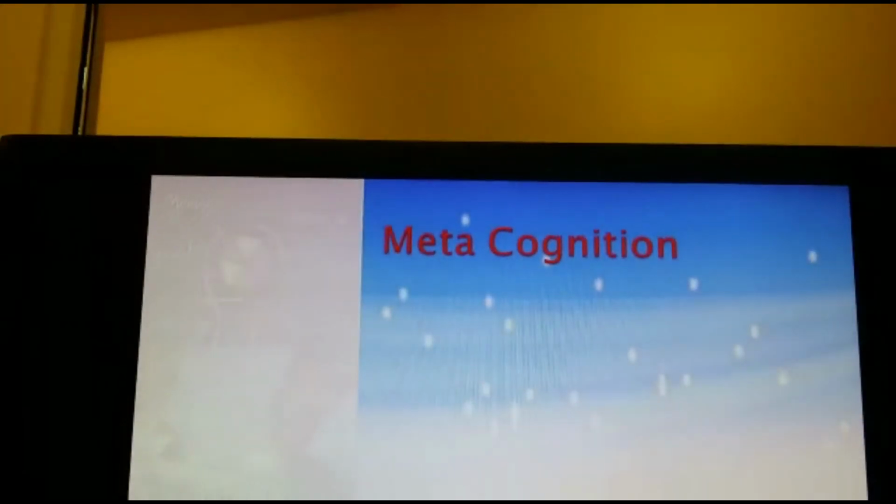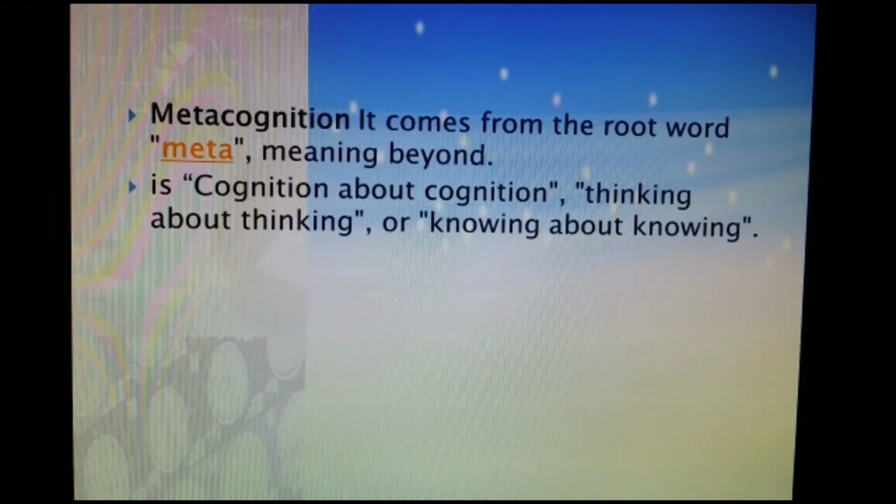Now we have another term, which is metacognition. What does metacognition mean? If we say cognition is thinking and learning, then what is metacognition? Metacognition is something which exceeds, which is beyond, which is superior to cognition. Metacognition comes from the root word meta, meaning beyond, and cognition: so it is about cognition, thinking about thinking, or knowing about knowing. So again, metacognition is superior to and beyond cognition.